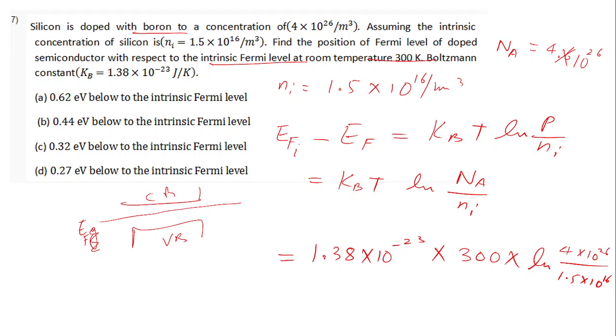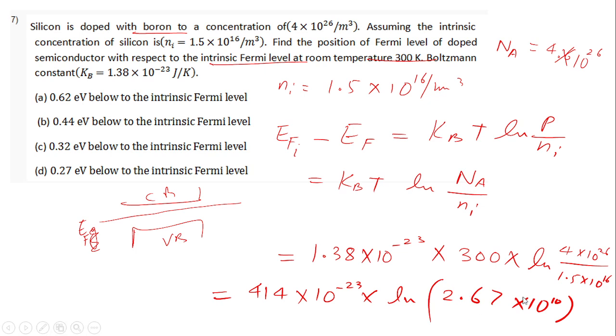First, let me multiply this. 1.38 times 300 is 414, times 10 to the power minus 23, and natural log of this will be 4 divided by 1.5, that is 2.67, and these powers will be 10 to the power 26 minus 16, means 10 to the power 10. Let's take it to the next page.